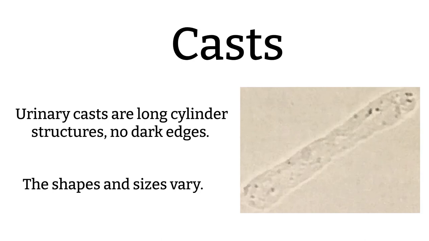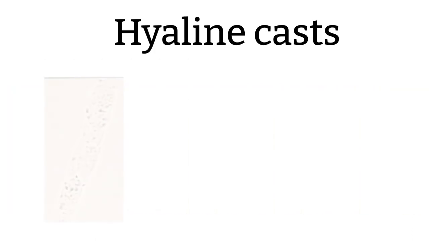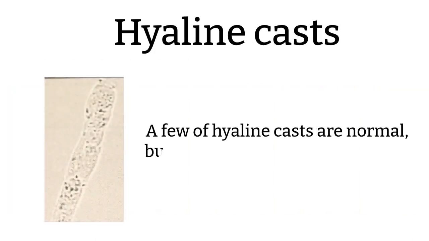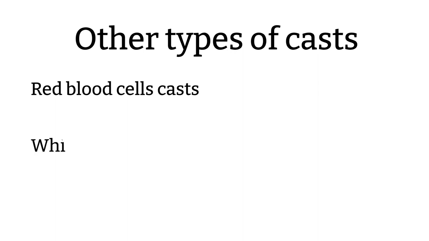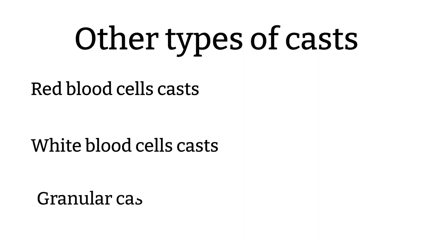Hyaline cast. Hyaline cast is the most commonly found type of cast in a urine sample. A few hyaline casts can be found in normal urine. An increased amount of hyaline casts can be found after exercise and if the patient is dehydrated. There are different types of casts, like red blood cell, white blood cell, granular, epithelial cell, waxy, and fatty casts.